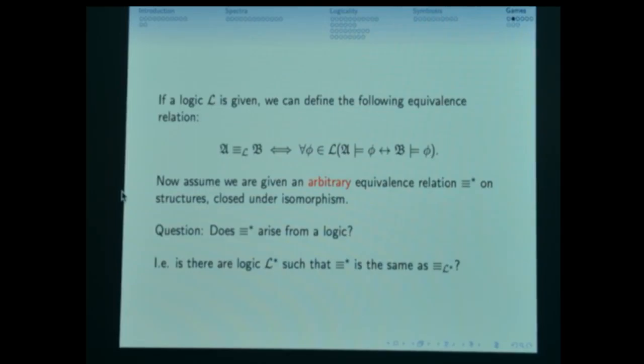If we have a logic, we have an elementary equivalence relation for the logic. What is very familiar to us. So here's a question for you, a very beautiful question that Yoko asked one day when we were talking about this. Suppose we're given an arbitrary equivalence relation on structures closed under isomorphism. Does this arise from a logic? In other words, is there a logic so that the equivalence relation is the elementary equivalence relation? That's another way of extracting a syntax from a semantic representative.